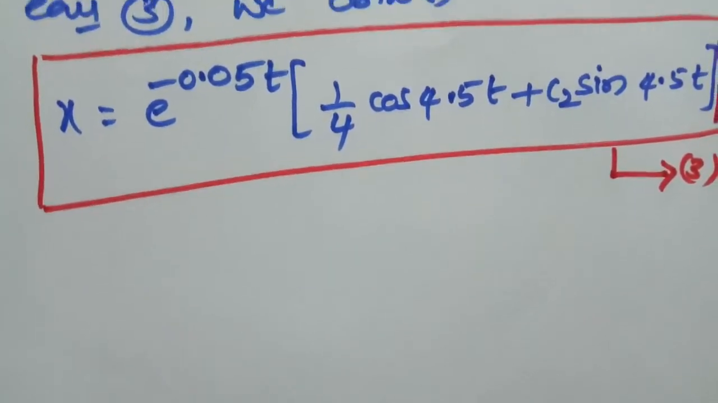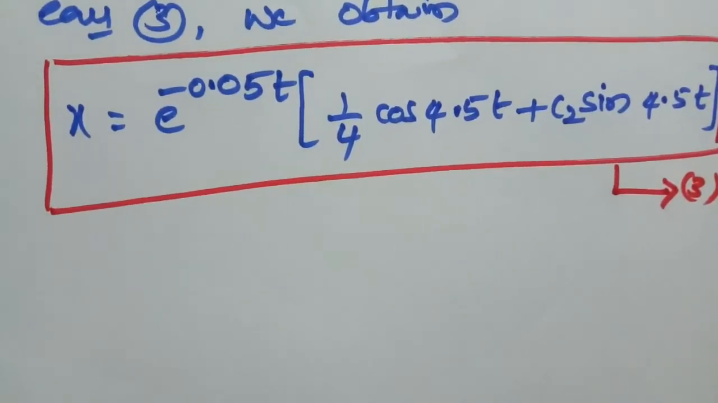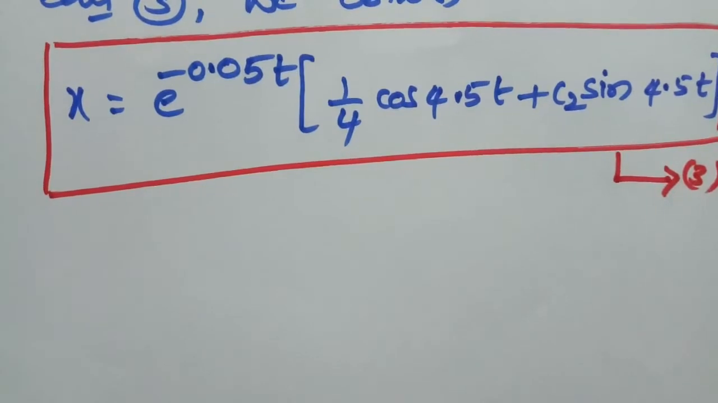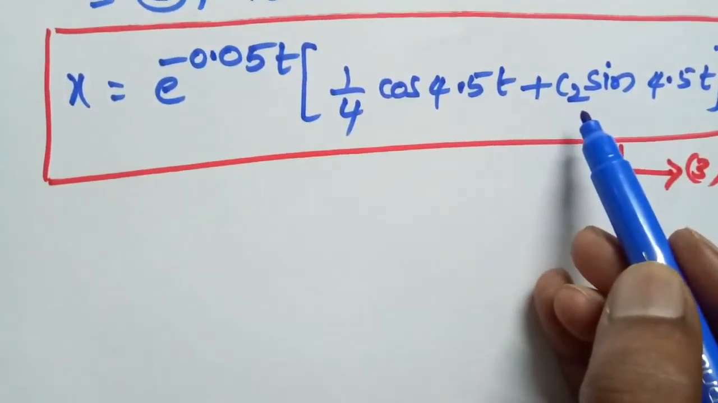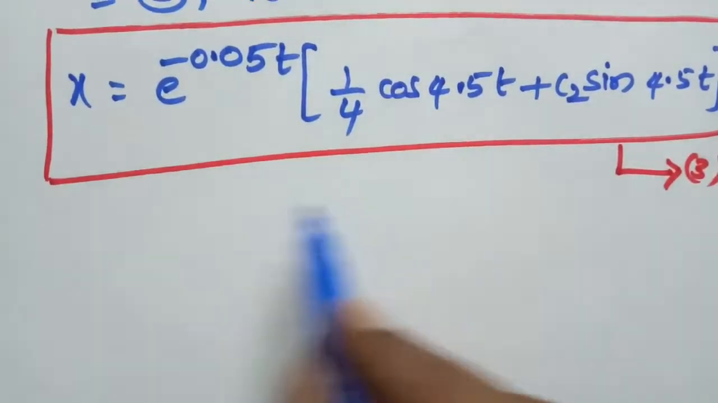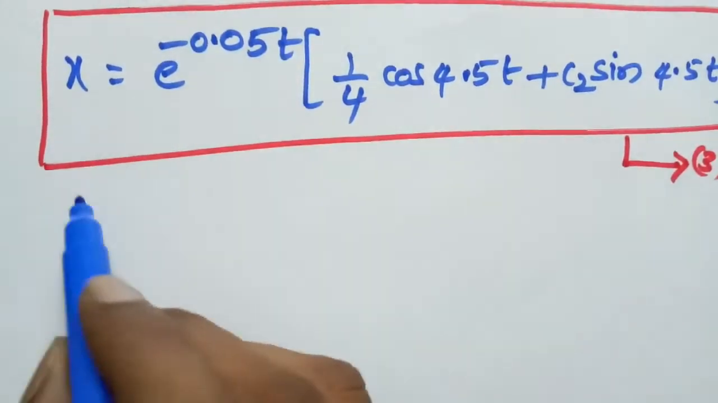Now the initial velocity dx by dt is also 0. That is one more initial condition to find the arbitrary constant c2. Therefore, first find dx by dt.